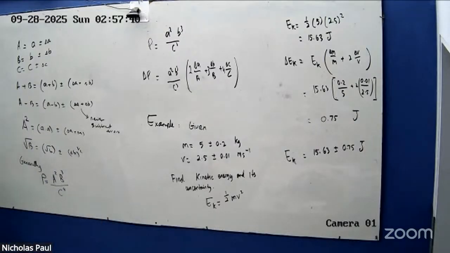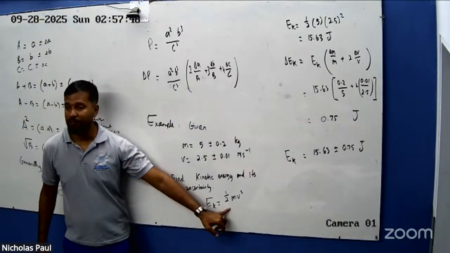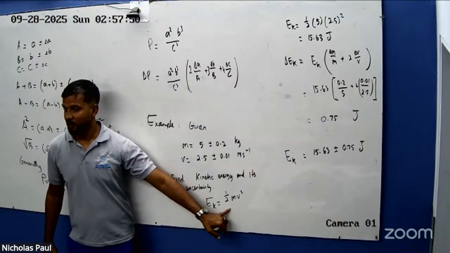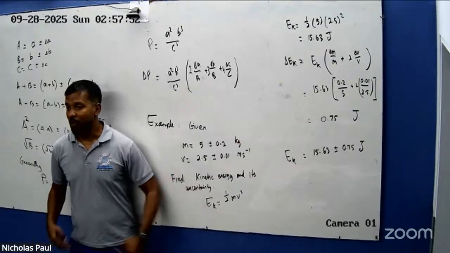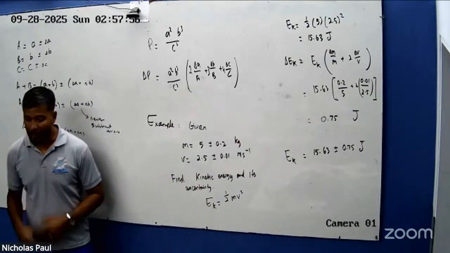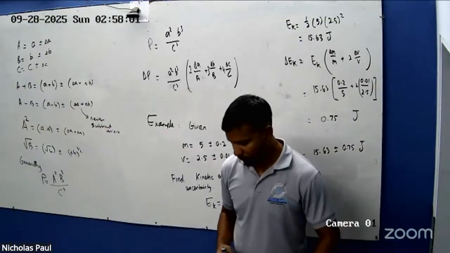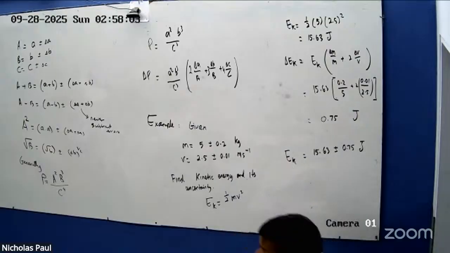You have got a constant. Please remember that the half is a constant, has no errors. Errors only occur for quantities that we have to take measurements for. Right? Copy it down. Any questions online?